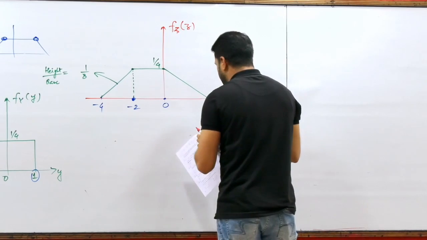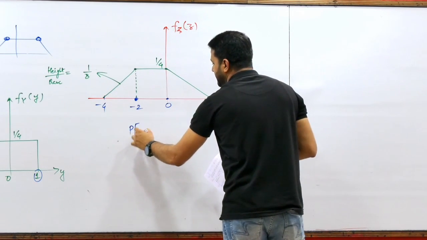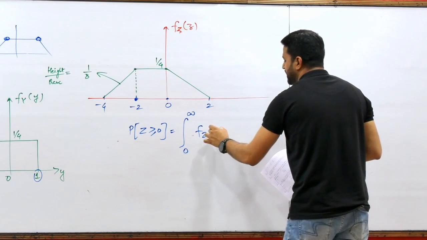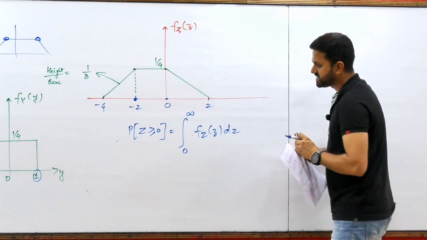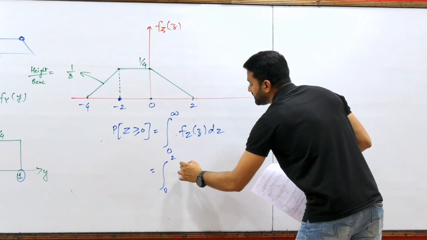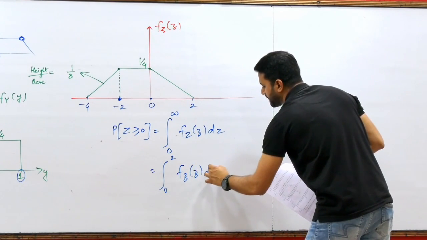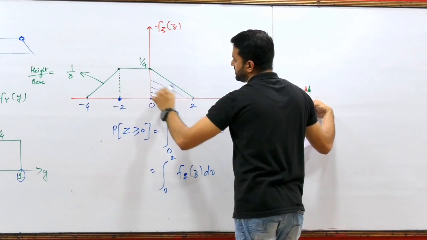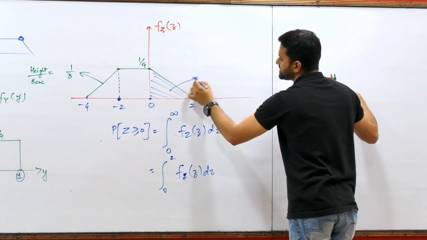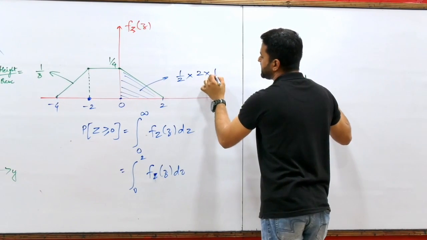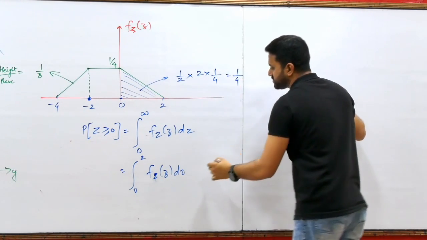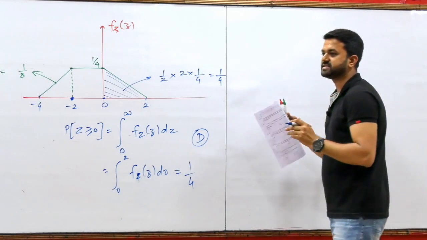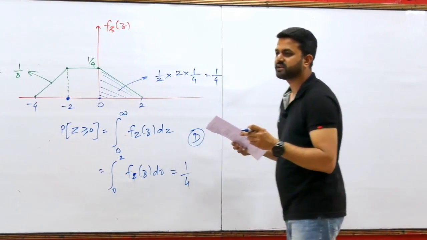Now in this question, we have to calculate the probability that z greater than equal to 0. It is nothing but the area under 0 to infinity f z of z dz. So this will be from 0 to 2 f z of z dz, that means area under this part. So what is the area under this part? Area is 1 by 2, base is 2, height is 1 by 4, you will get 1 by 4. So that means probability z greater than 0 is 1 by 4, and according to the option, the correct answer is option D.